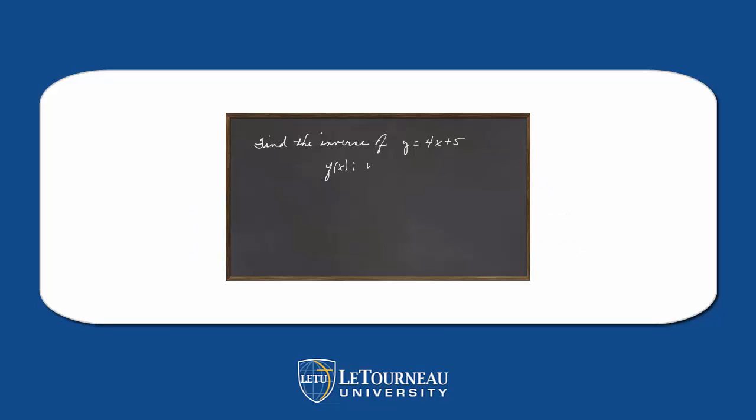So here we go. Let's find the inverse of y equals 4x plus 5. First, we interchange the x's and y's because they have the same units. We solve for y. y equals 1/4 x minus 5/4, and that is our inverse of y equals 4x plus 5. Okay. Let's do another example.